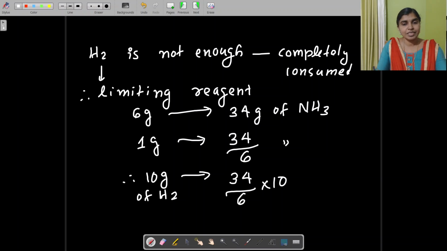Once more, 6 grams can produce 34 grams of ammonia. Therefore, 1 gram of hydrogen can produce 34 divided by 6 grams. Therefore, 10 grams of hydrogen can produce 34 divided by 6 into 10, and this is equivalent to 56.66 grams of ammonia. So what is the limiting reagent? That is the reactant which is completely consumed during the reaction and which limits the amount of product formed. Here it is hydrogen.